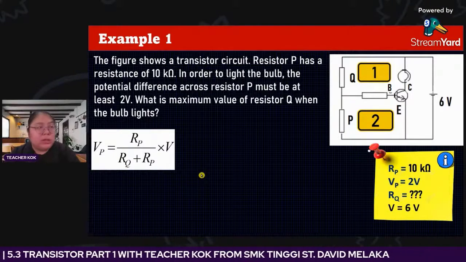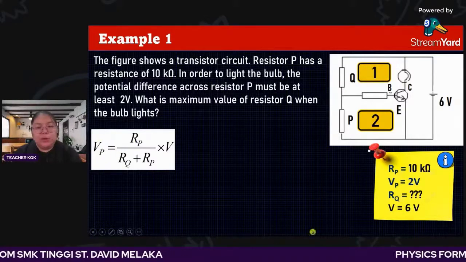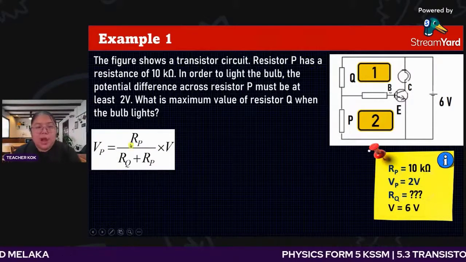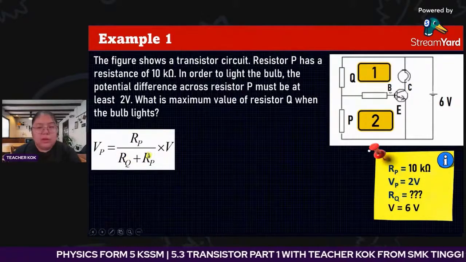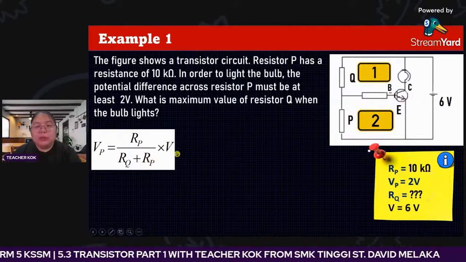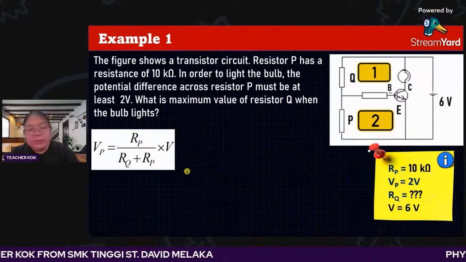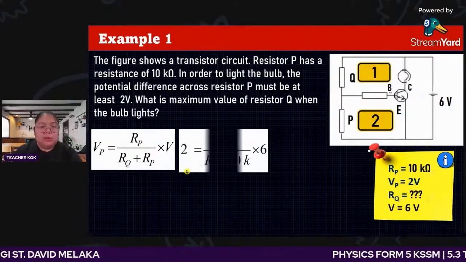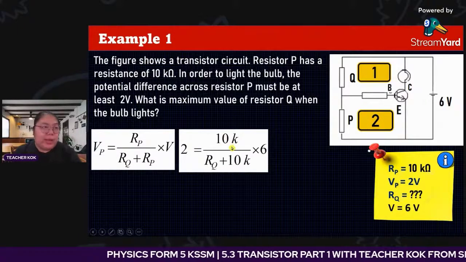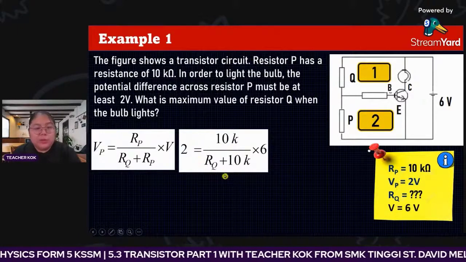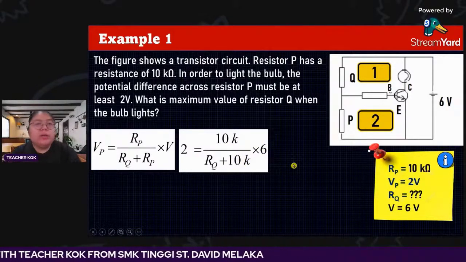We just apply everything in. Important, you must know the formula. VP we know already. VP is 2 volt, is it? So RP is how many? RP is 10 kilo ohm. Then RQ we do know, then we got another 10 kilo ohm. You need to plus, multiply total voltage, that's 6. You need to tell me RQ is how many? I gave all the info in already. So 2, this one is 10K ohm, then RQ, we do know this one also is 10K ohm, then multiply with 6. So what is your answer?